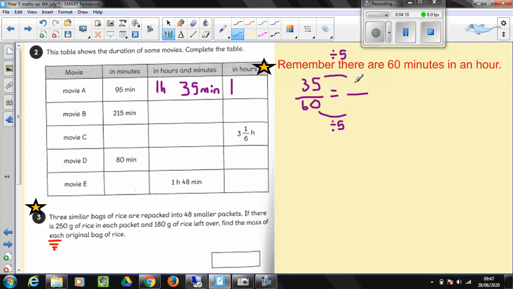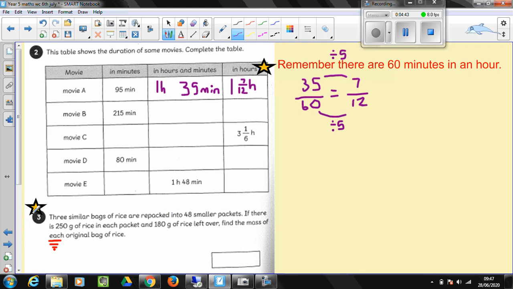How many 5s are there in 35? Well, there are 7. How many 5s are there in 60? There are 12. Is there a times table that 5 and 7 are both in? No, so that's my simplified fraction. 1 hour and 7/12 of another hour. Have a go with the other questions. If you found this last column confusing, just do the first 2.